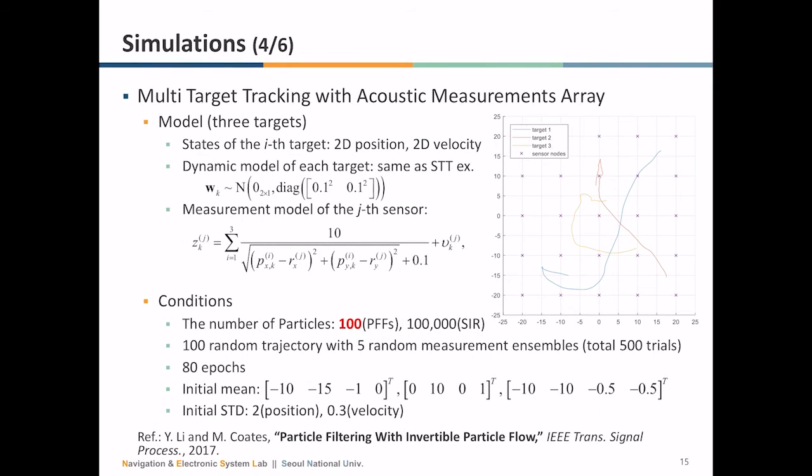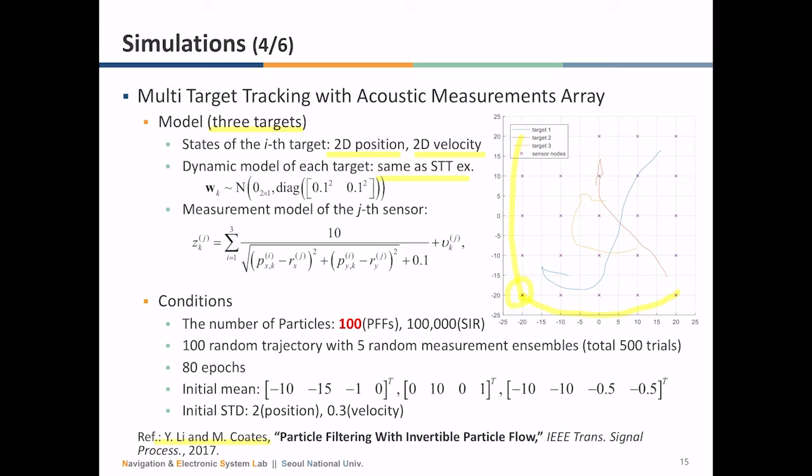Referring to the Lee and Quartes simulation, we simulated a system tracking 3 targets using an array of acoustic sensors. The state variables of the ith target are 2-dimensional position and 2-dimensional velocity. Since there are 3 targets, the state space is 12-dimensional. The dynamic model of each target is the same as that of single target tracking examples. The trajectory is constrained to within the 40 by 40 rectangular region of interest.